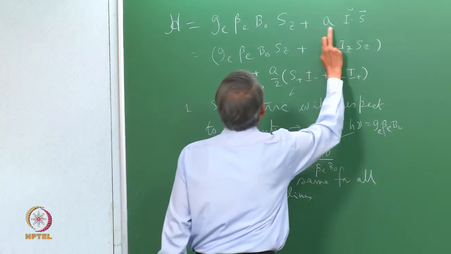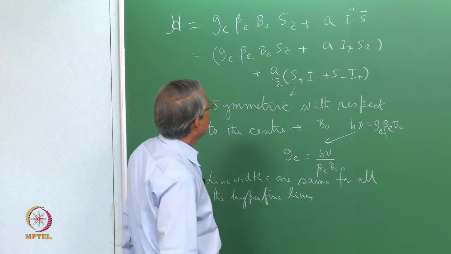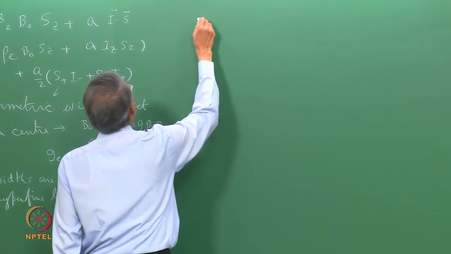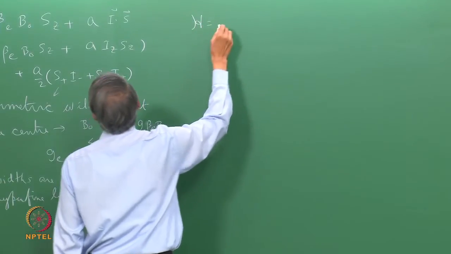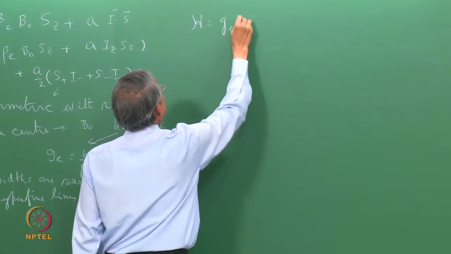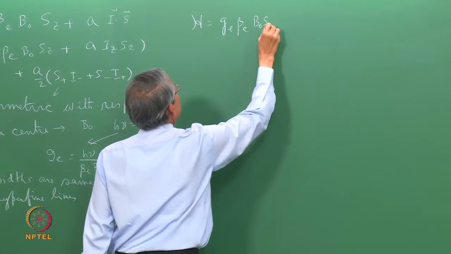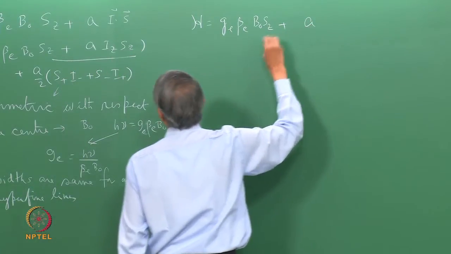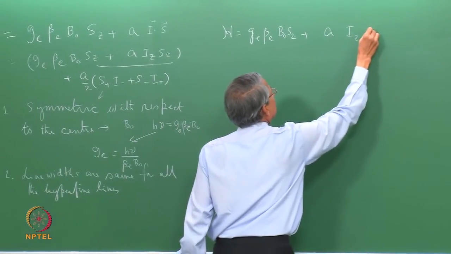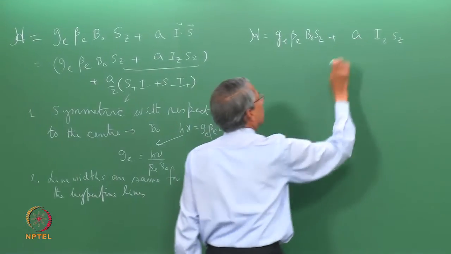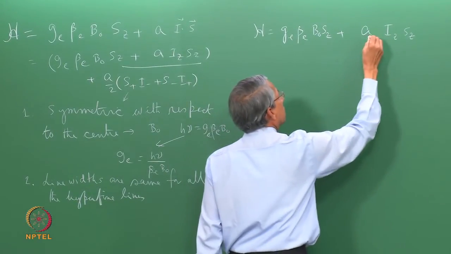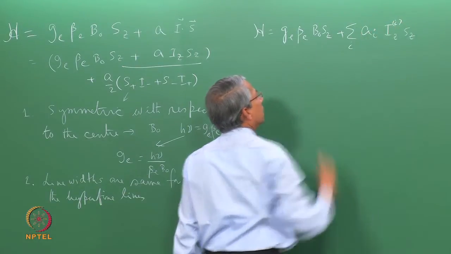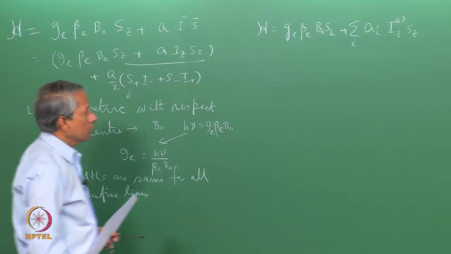Now, this is true for only one hyperfine nucleus. Suppose there are more than one, then this can be easily generalized to write the sum of all the possible nuclei which are giving rise to the hyperfine splitting. The first order spectra comes from this hyperfine splitting constant A. So, if I have got various types of nuclei, let us put an i here and sum over i. So, i could be the nuclei which are giving rise to splitting.